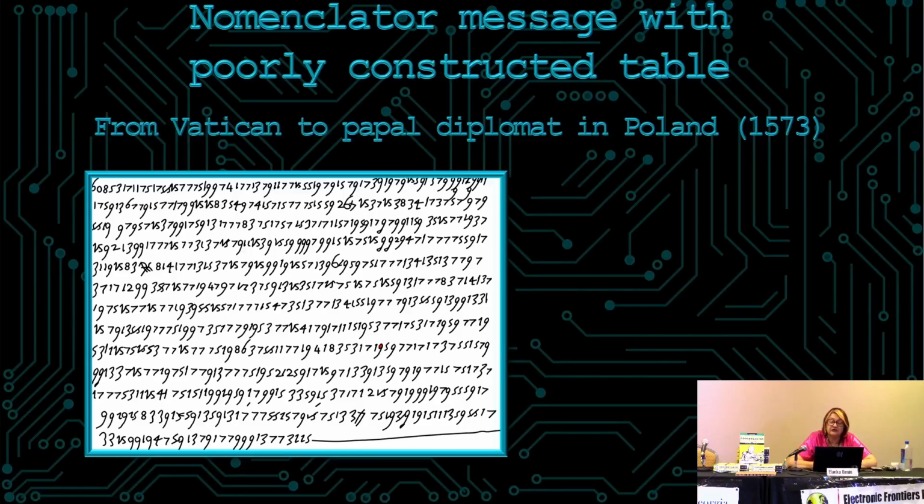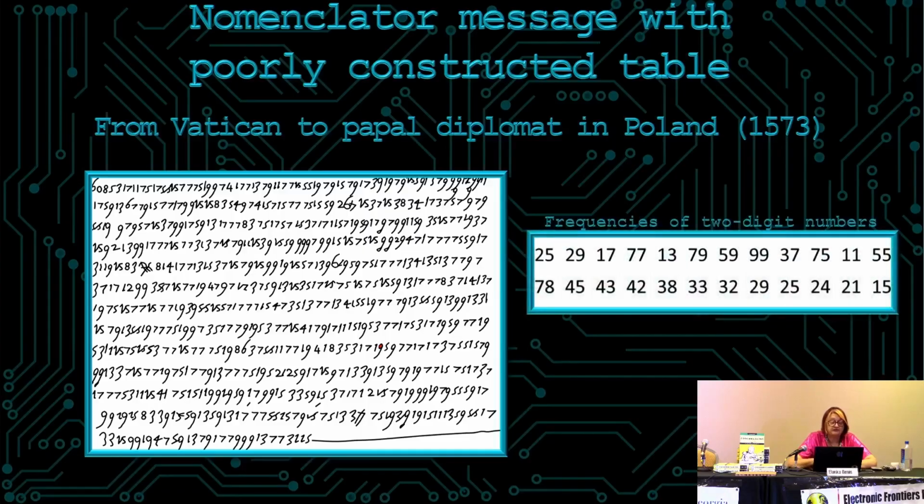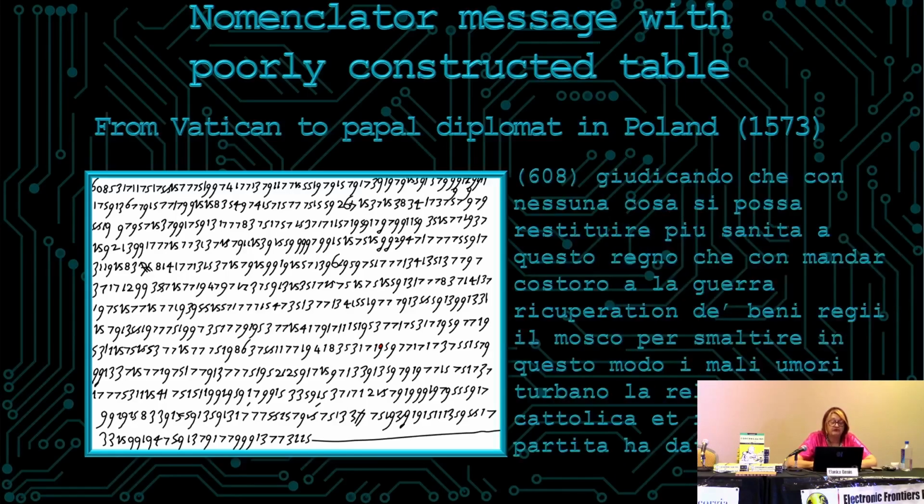And so somebody ran a frequency analysis on those 2-digit numbers, and we were able to find out what were the most frequent 2-digit numbers. In this case, 25 was the most frequent, 29 was the next most frequent, and frequency analysis worked, and we were able to take it apart.